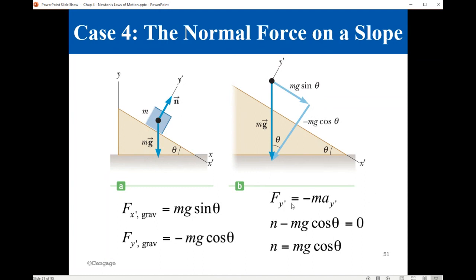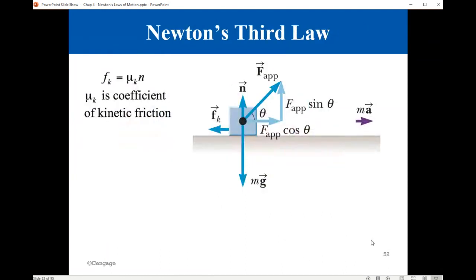So along the y prime axis, there is no motion, so ay prime is 0. Therefore, n minus mg cosine theta is 0. Therefore, n equals mg cosine theta. Now we are ready to start talking about friction force and learn about friction.